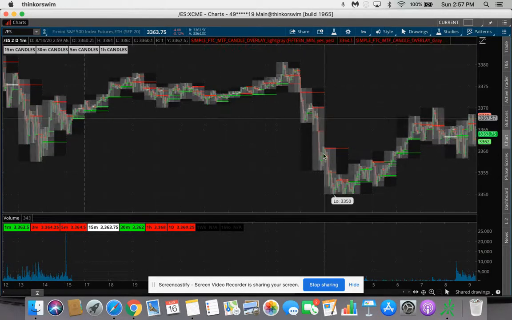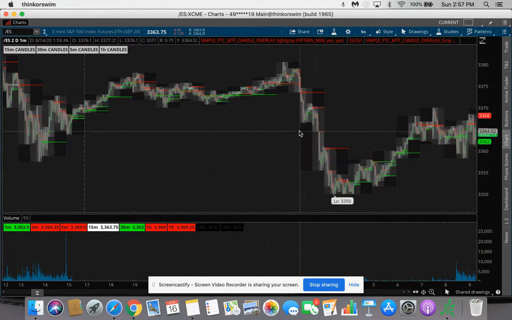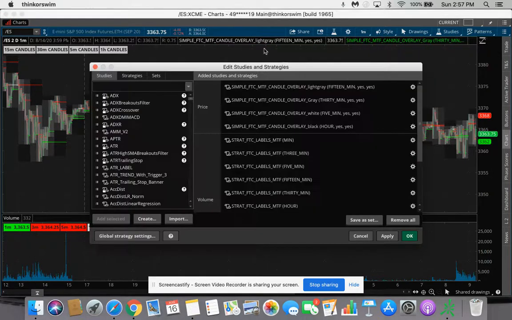Each one of these shaded areas is a 1 hour candle, 5 minute candle, 30 minute, or 15 minute candle, each one of those. By the way, I have OCD, so this bothers me. I'm going to fix that so that they're in order. So let's see, we've got the 1 hour.